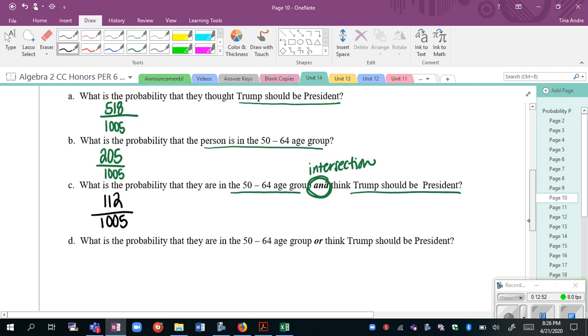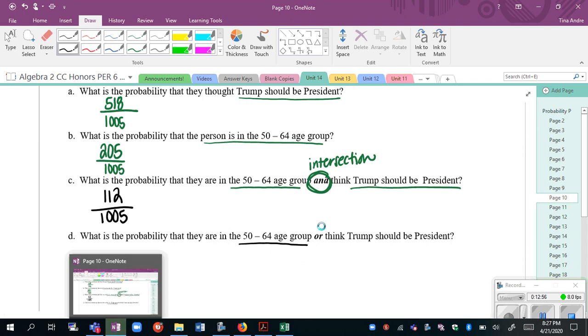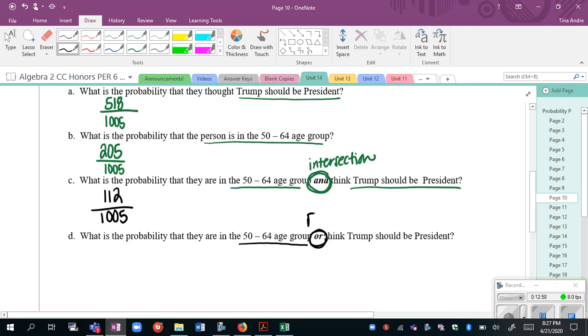The next one, what is the probability that they are in the 50 to 64 age group, or they think Trump should be president? So this means we use the formula. Basically, we have those probabilities. All three probabilities that we need are in A, B, and C. That won't always be the case, just so you're aware, but it is for these problems. So what is the probability that they're in the 50 to 64 age group? That's my answer for part B.